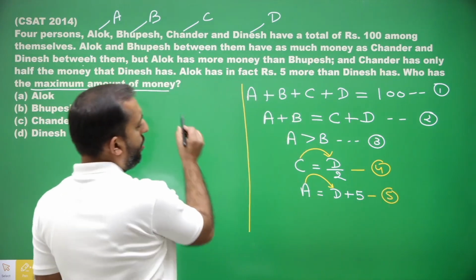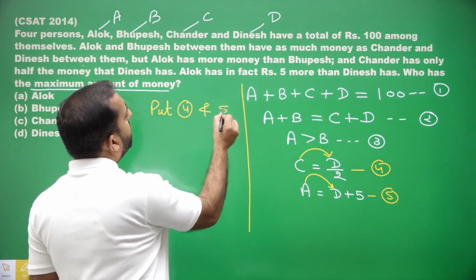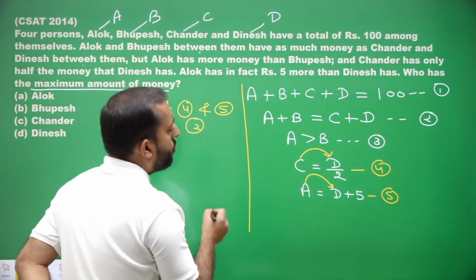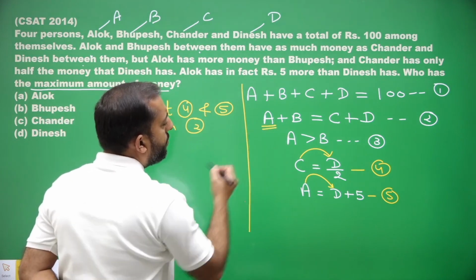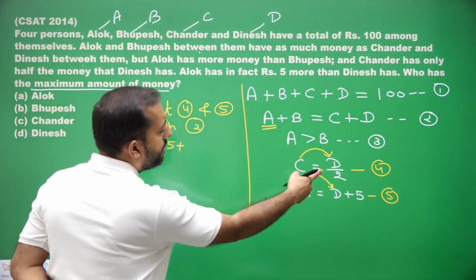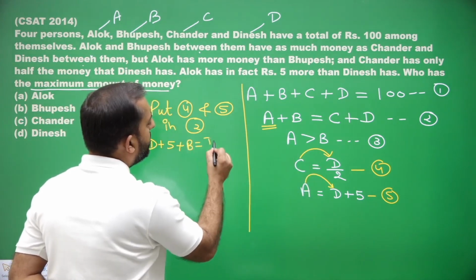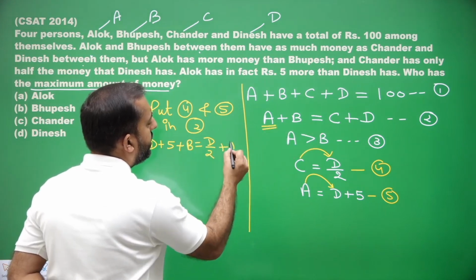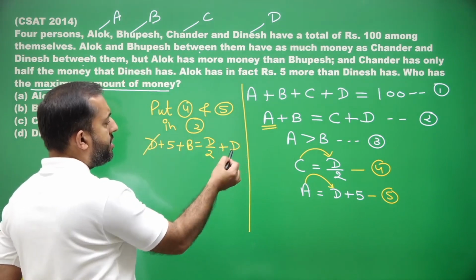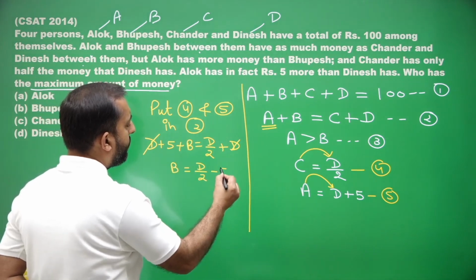Put equation 4 and equation 5 in equation 2. So A in equation 2 can be replaced with D plus 5, C can be replaced with D by 2, and finally D as it is. Now if I solve this further, you can see this D and this D can be cancelled out and the value of B is what? D by 2 minus 5.